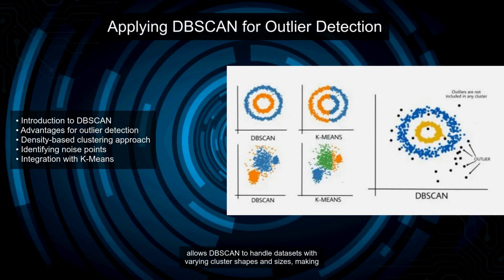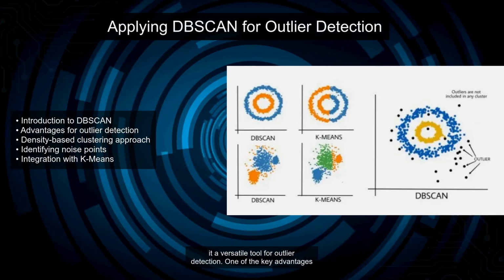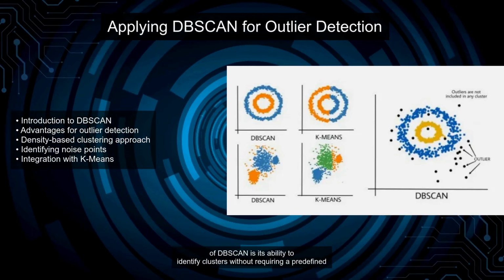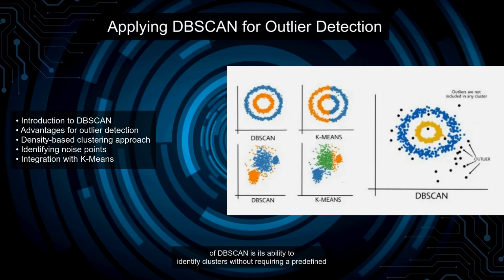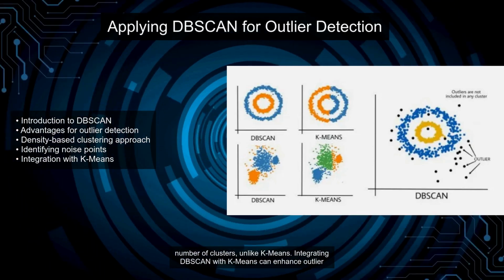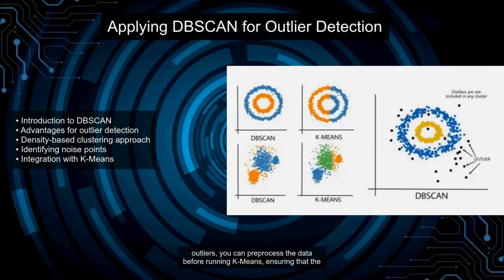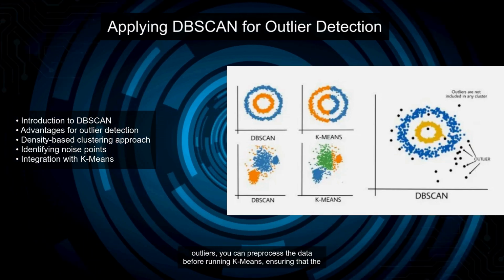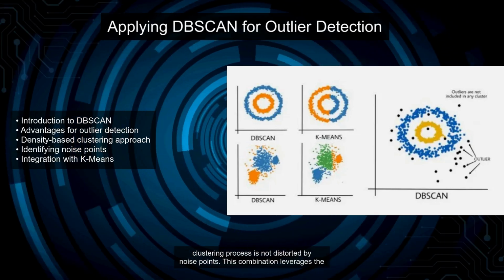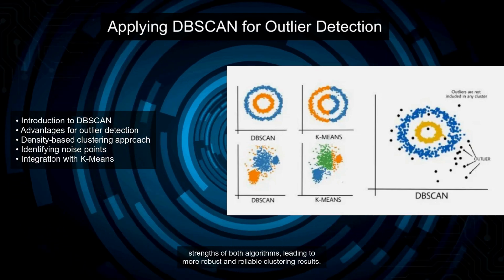This density-based approach allows DBSCAN to handle datasets with varying cluster shapes and sizes, making it a versatile tool for outlier detection. One of the key advantages of DBSCAN is its ability to identify clusters without requiring a predefined number of clusters, unlike k-means. Integrating DBSCAN with k-means can enhance outlier detection and clustering accuracy. By first applying DBSCAN to identify and remove outliers, you can pre-process the data before running k-means, ensuring that the clustering process is not distorted by noise points. This combination leverages the strengths of both algorithms, leading to more robust and reliable clustering results.